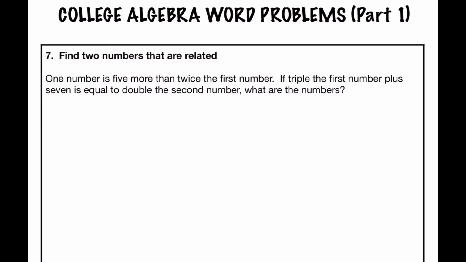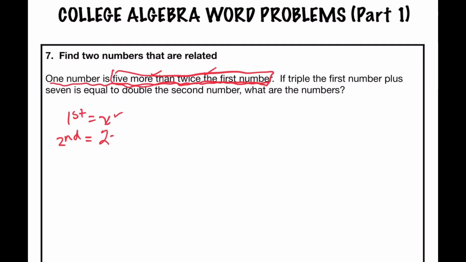So if I look at my first sentence, it says one number is 5 more than twice the first number. So my first number, I'm going to call x. Remember, you're always going to call one of your unknowns x. The second number, I'm going to use translation to find out what expression I can write for it based on what I've already defined the first number as. So it says one number is 5 more than twice the first number. So the other number, I'm going to have addition because it's more than. Twice the first number means 2 times that number. So that will be 2x plus 5.